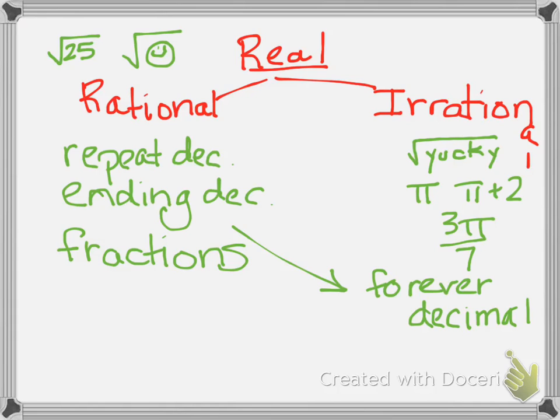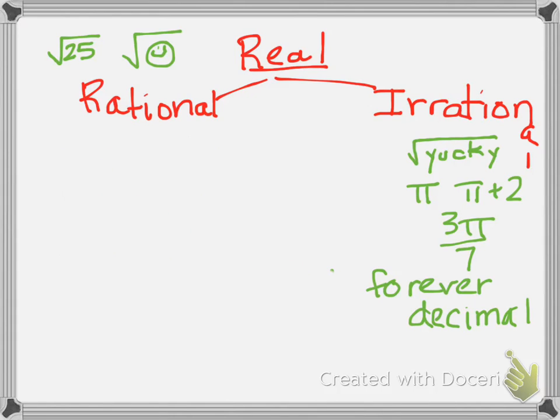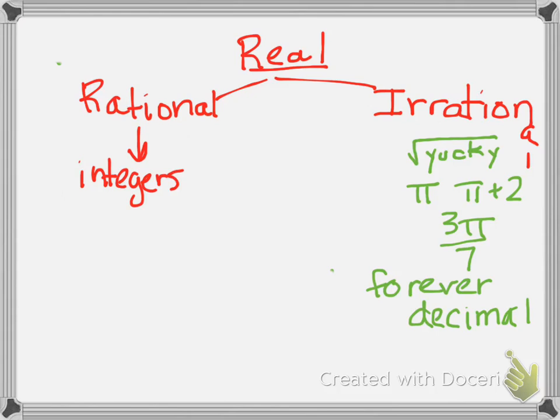I'm going to erase just a little bit of this here so that I can work on that list of the rational side on the left there. So rational numbers, we're going to work on this chart a little bit more. Let's go back to red. Rational numbers include your integers, and it includes your whole numbers, and it includes your natural numbers.